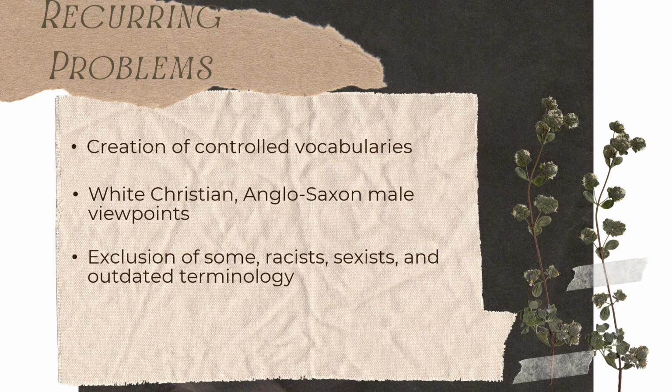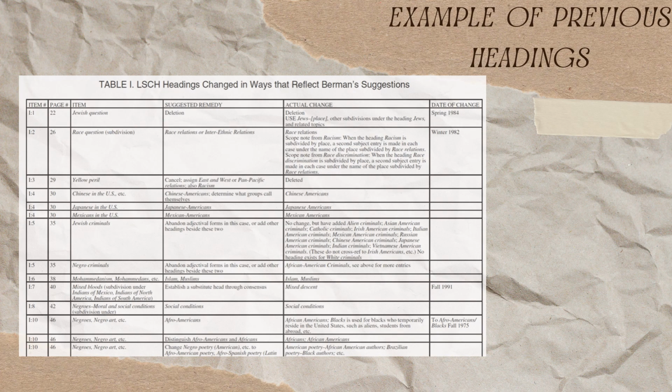Invariably, there are problems. The creation of controlled vocabularies came about during a time in which white, Christian, Anglo-Saxon male hierarchical points of view were considered the norm, and all other categories were deviant and other. This excluded some categories of people altogether, and over the years left the catalog with headings indicative of racist, sexist, and outdated terminology, and particularly prejudicial language when speaking or writing of non-white peoples. But how bad could they be?